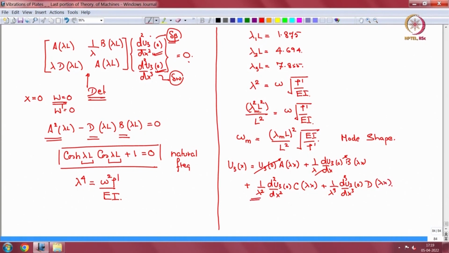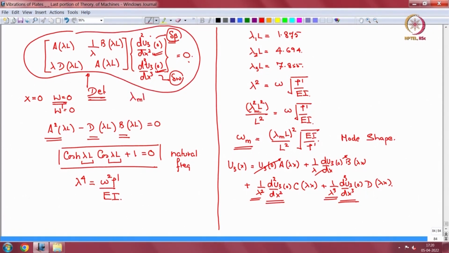Okay, so at a particular lambda, let's say lambda m, that means for a particular omega m, I can now find the mode shape. But the question is, what is the second derivative at 0 and also the third derivative? That has to be found from here now, because at a particular lambda m L, this is singular. So it will drop its rank by 1, and so these two equations are dependent. That means I cannot independently find the double derivative at 0 and the triple derivative at 0. I can only find a dependence.